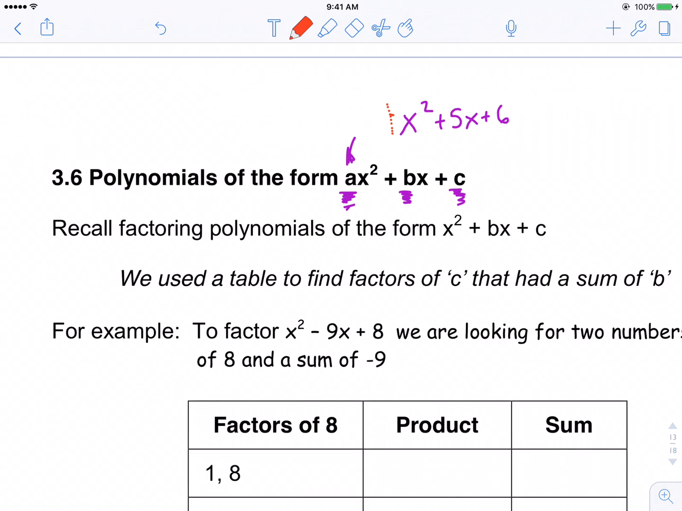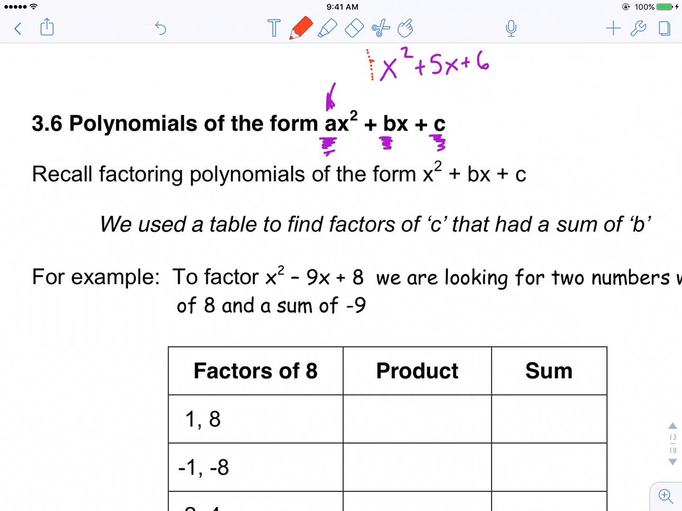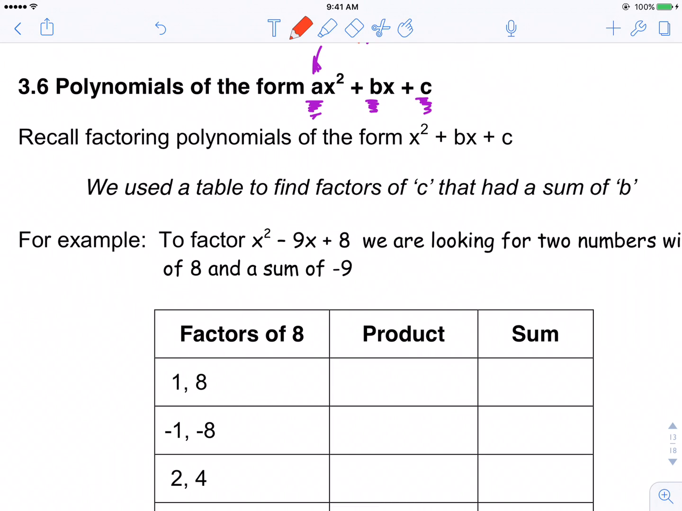So there's always been a number there, but now we're going to have a number that's not 1. And the steps are a little bit different in factoring these. So what we do need to remember though, when we were factoring a polynomial in this form, x squared plus bx plus c, we used a table where we thought about factors that allowed us to look at b and c. We look for two numbers that multiply together to give c, but those same two numbers add together to give b.